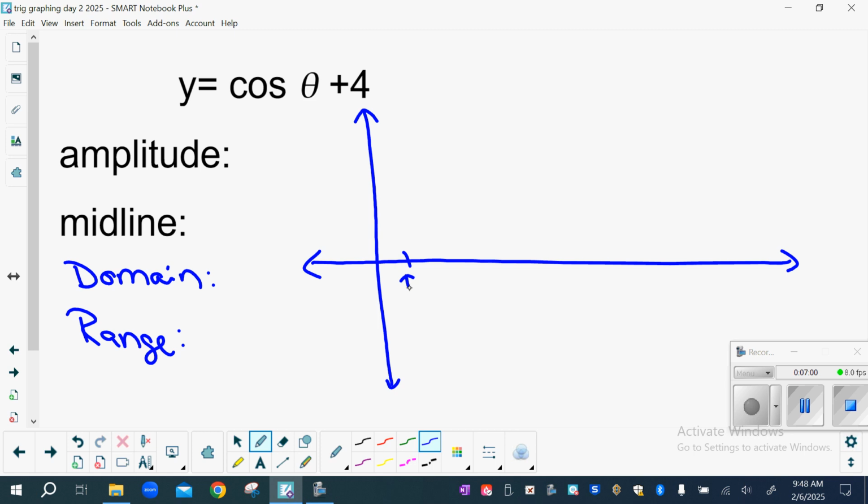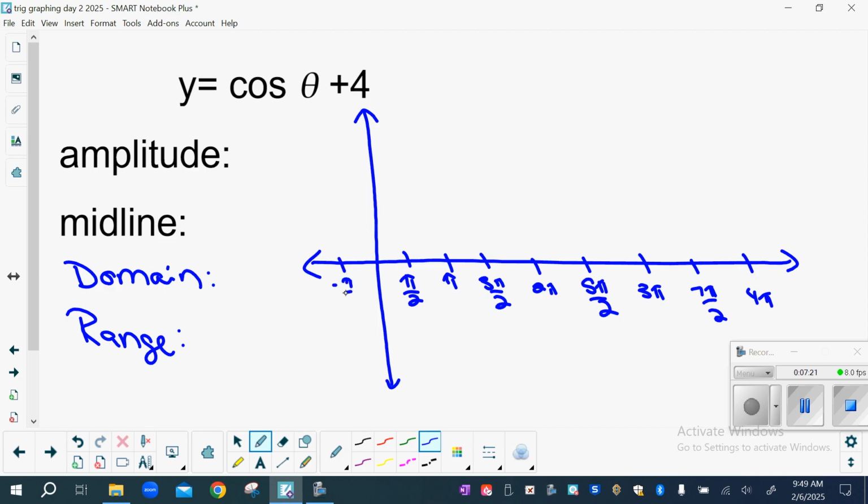Throw your stuff on here. Pi over 2. Pi. 3 pi over 2. 2 pi. 5 pi over 2. 3 pi. 7 pi over 2. 4 pi.